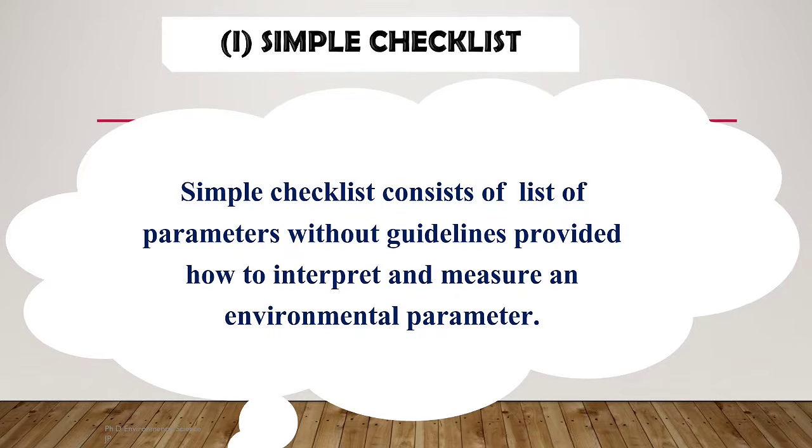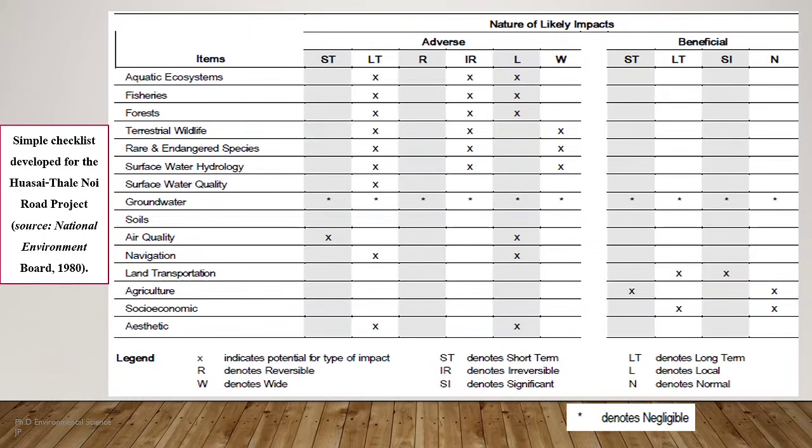Then this checklist does not provide methods or guidelines for measuring impact on each parameter. Users must determine the appropriate metrics and methods for quantifying the impacts independently. So this is the example of simple checklist. Now this is a simple checklist which is developed for the Husai Thale Noi road project. The checklist is divided into 2 main sections: adverse impacts and beneficial impacts.